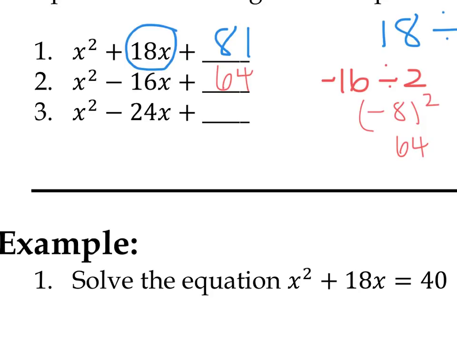So negative 24 divided by 2, that's negative 12. Go ahead and square negative 12. Well, that's positive 144. So that's me completing my square there. It is really important that you can do this quickly because that is not the main focus of this question. Being able to solve for x afterwards is.